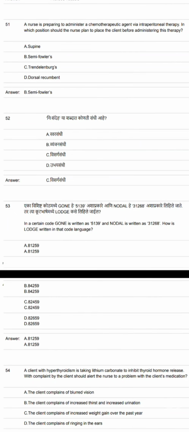51 MCQ. A nurse is preparing to administer a chemotherapeutic agent via intraperitoneal therapy. In which position should the nurse plan to place the client before administering this therapy? The answer is B. Semi-Fowler's position.